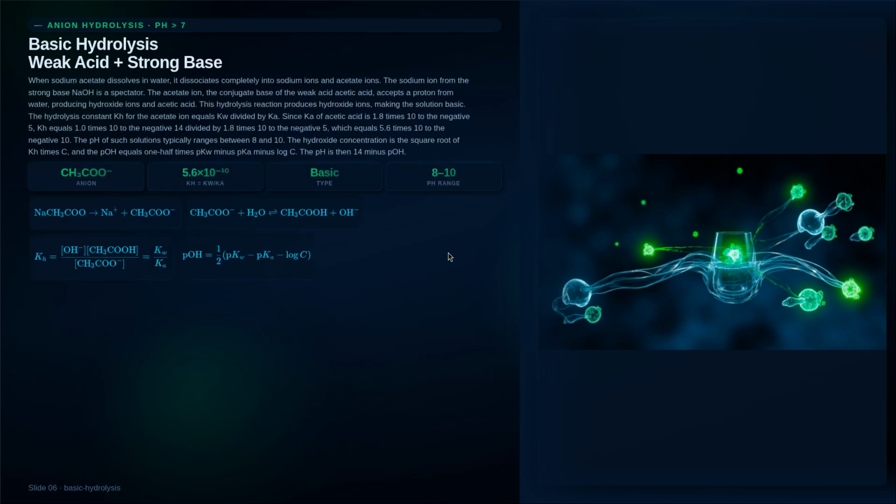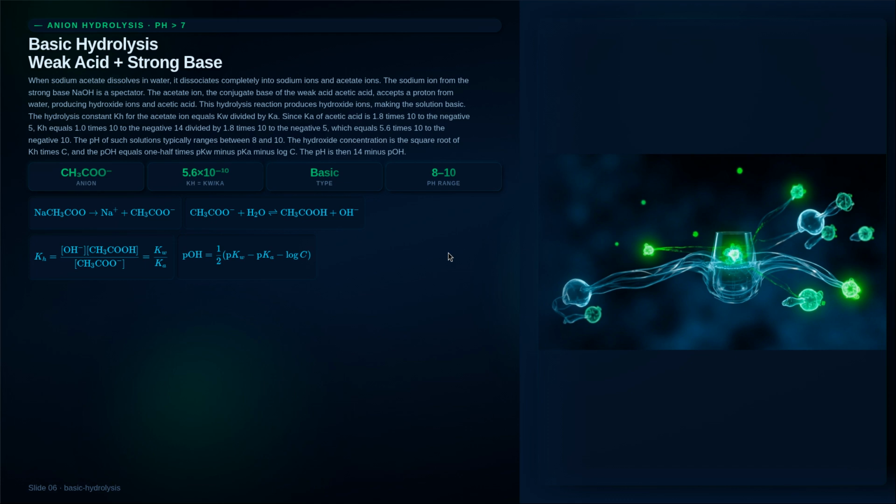When sodium acetate dissolves in water, it dissociates completely into sodium ions and acetate ions. The sodium ion from the strong base NaOH is a spectator. The acetate ion, the conjugate base of the weak acid acetic acid, accepts a proton from water, producing hydroxide ions and acetic acid. This hydrolysis reaction produces hydroxide ions, making the solution basic.